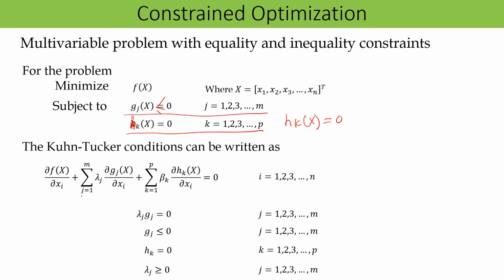Now this lambda_j is for the inequality constraint, and beta_k is the Lagrange multiplier for the equality constraint. So I get the Kuhn-Tucker conditions something like lambda_j z_j equal to 0, z_j less than or equal to 0, h_k equal to 0. So h_k are the equality constraints, and lambda_j should be positive. So that is basically the conditions for a constraint optimization problem with equality and inequality constraints.